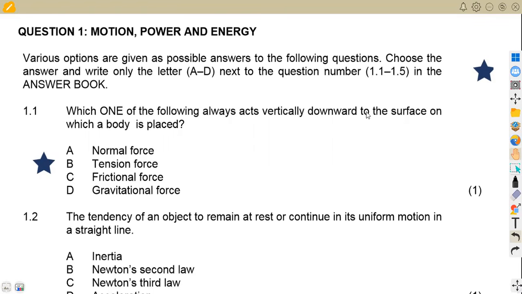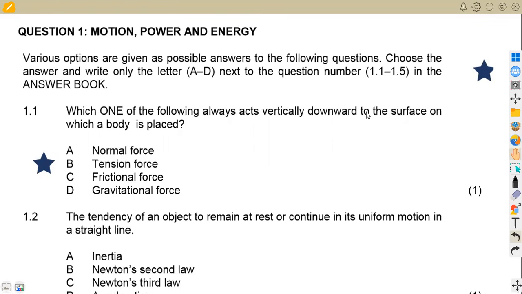In this platform, we shall be focusing on motion, power, and energy, which is the question paper from November 2022 exams. So we shall quickly rush through these questions so that we can see what we're supposed to do.